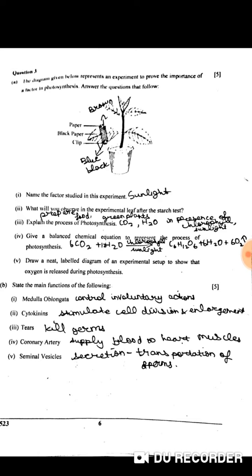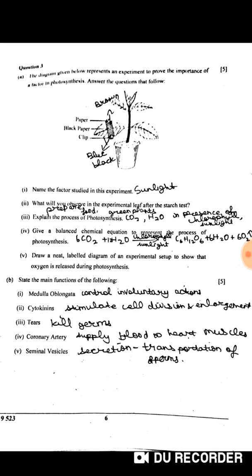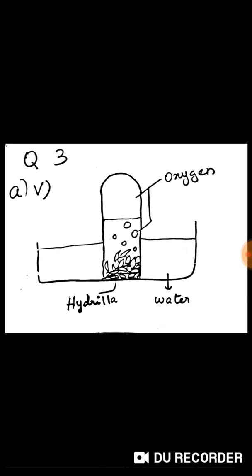Explain the process of photosynthesis. Photosynthesis is the process of preparation of food by green plants using carbon dioxide and water in the presence of chlorophyll and light. The equation to represent this process is 6CO2 plus 12H2O, in the presence of chlorophyll and sunlight, gives C6H12O6, which is glucose, plus 6H2O plus 6O2. Here is the diagram for the process of photosynthesis in which oxygen is released.